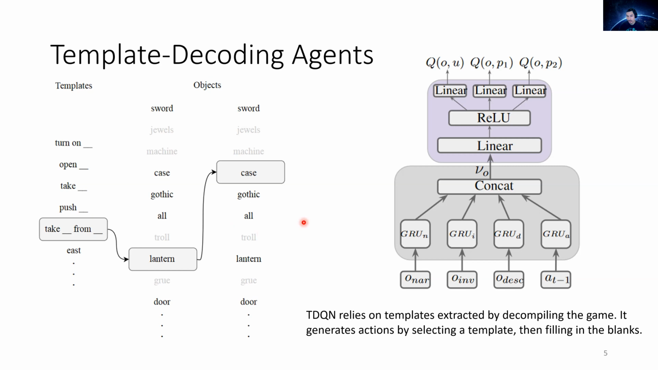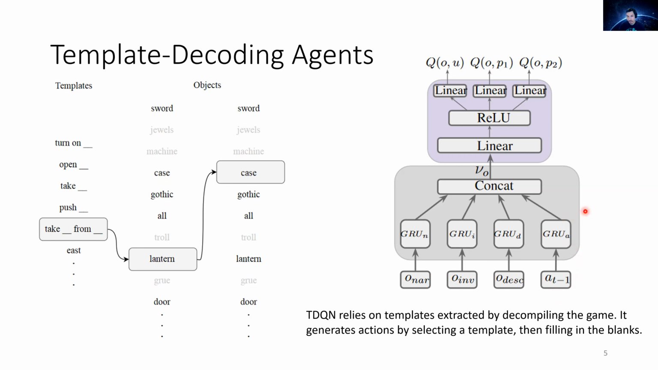Now, the TDQN agent that we can see on the right is attempting to estimate Q-value distributions over the templates and the objects to fill those templates with. For the state of the agent, TDQN uses recurrent neural networks such as GRUs to encode token by token the text of the narrative, the text of the contents of the inventory, the text of the location description, and the text of the previous action that the agent took.